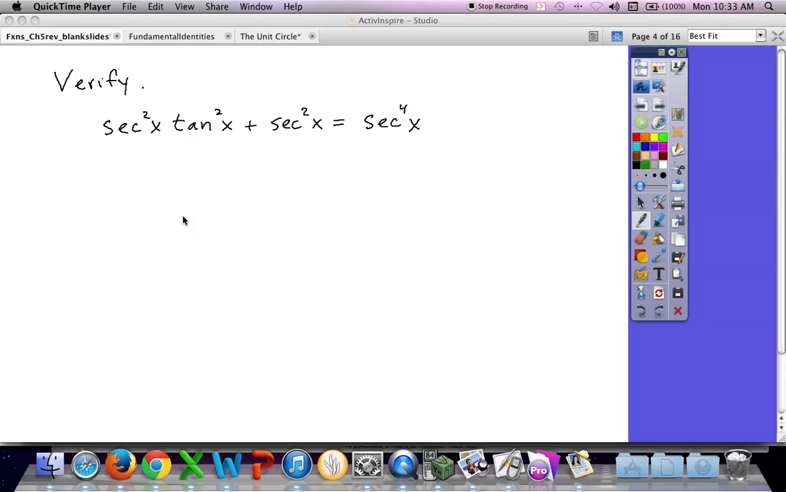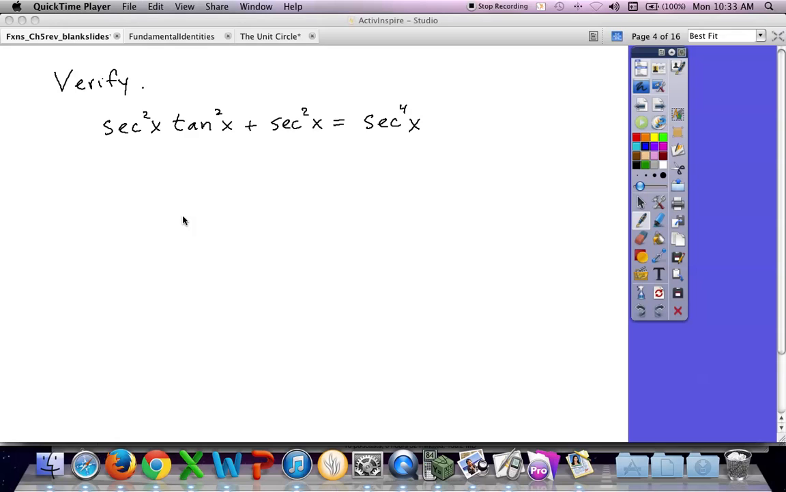Okay, verify. So remember that when you verify, you're trying to make one side look like the other, and usually you start on the more complicated side, which probably means the left. What might I do to simplify on the left? What do you notice about it?